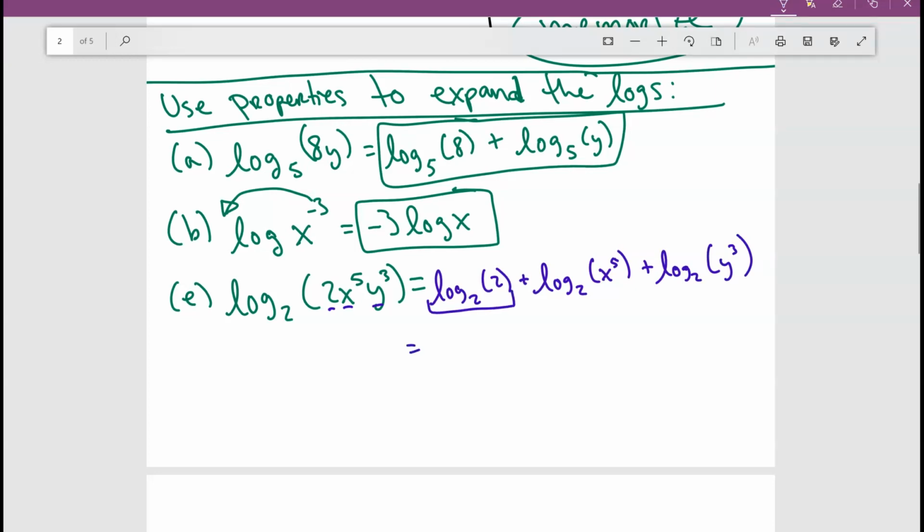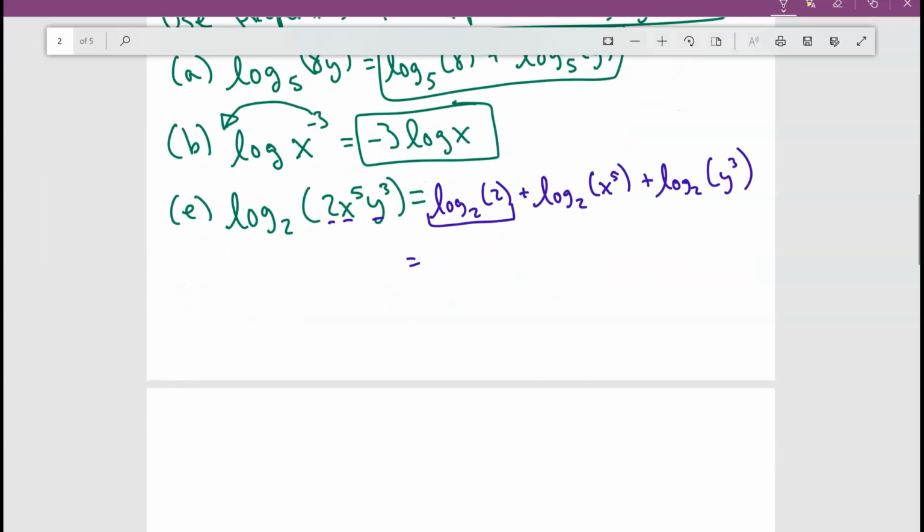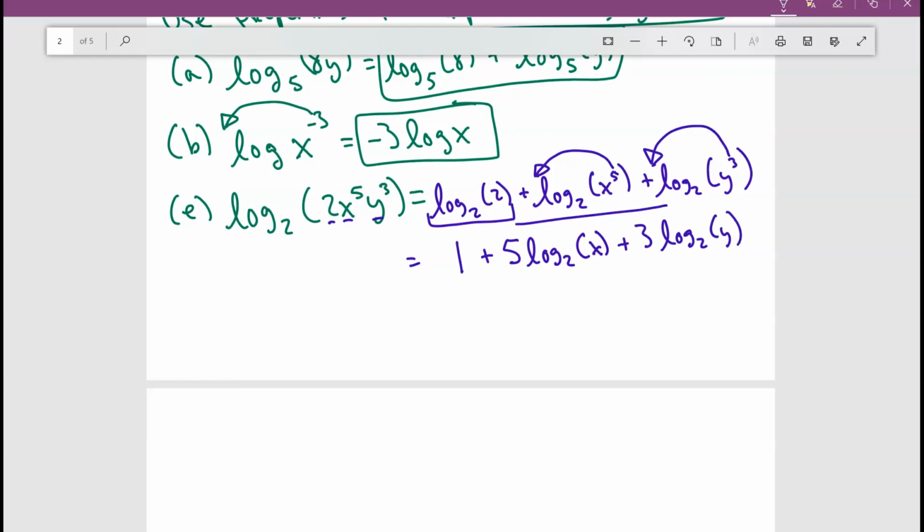Yes, I can. What power should I raise 2 to get 2? That's just 1. Plus, what can I do here? I can move the 5 over, so that's going to be 5 log base 2 of x. Then I can't do anything more, because now we have x by itself. Plus, this 3 I can also move over, so it's 3 log base 2 of y. And that's it. I cannot do anything else. This will be my final answer.